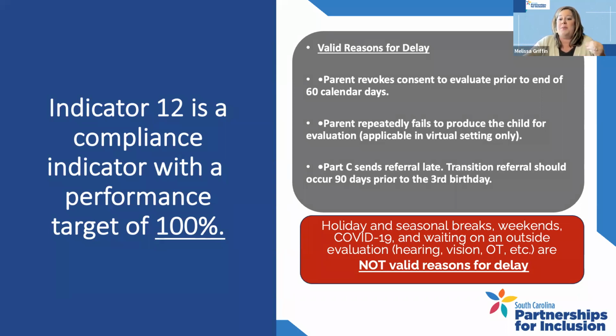Indicator 12 is 100%. This means that every single child who ages out of Part C services and is eligible for Part B 619 services must have an IEP developed and implemented by their 3rd birthday with little to no exception. There's very few valid reasons for delay, but they are up here. It would be if the parent revokes consent, because we need parent consent to proceed. If the parent does not bring the child for evaluation, that would be documented clearly in all the attempts. Or if Part C sends the referral late, then you'll have that as well.